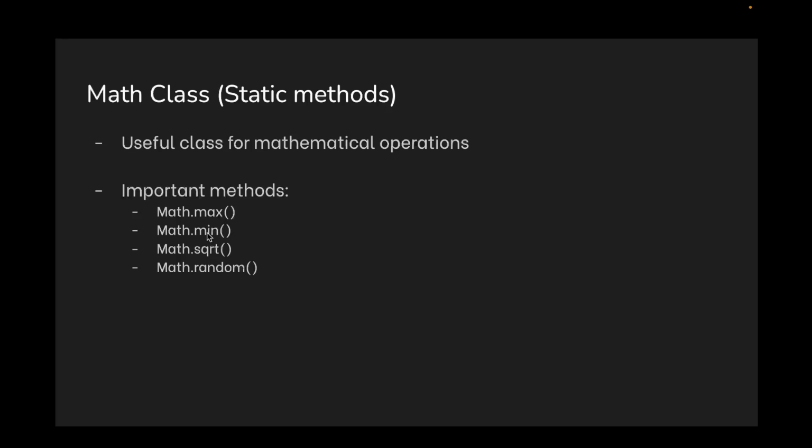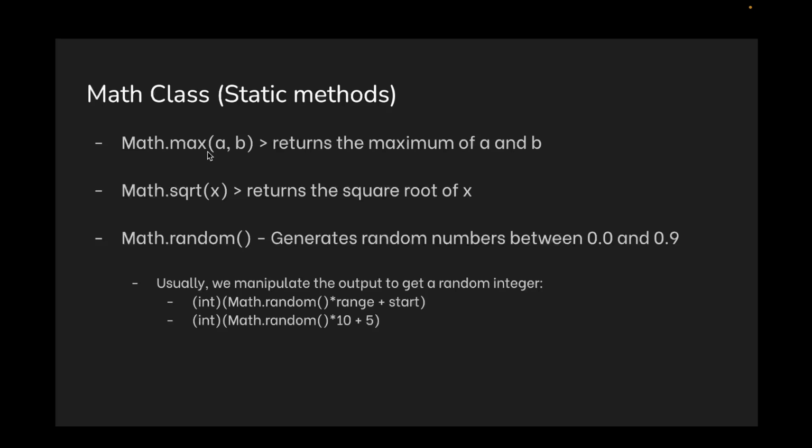Minimum, or Math.min, gives you the minimum, square root gives you the square root, and then Math.random, we'll talk about that, because that's a thing that takes a fair amount of time to get used to. So yeah, Math.max(a, b). Suppose a and b are variables, then we would return the maximum of a and b. Square root returns the square root of whatever number we put in here. And then Math.random, this will generate a random number between 0 and 0.9. So how would you use this to make a random integer, for example, between, I don't know, 5 and 14?